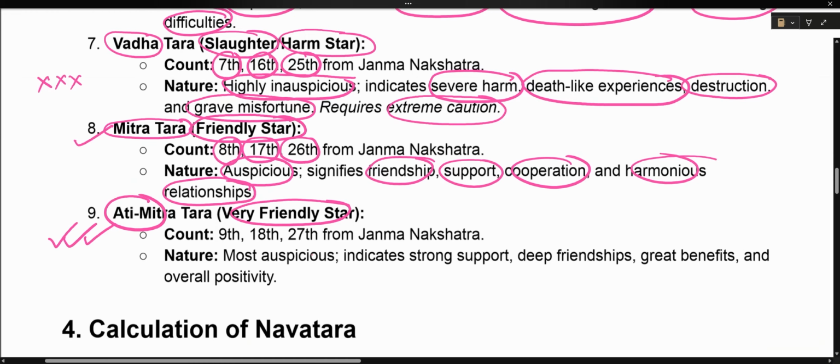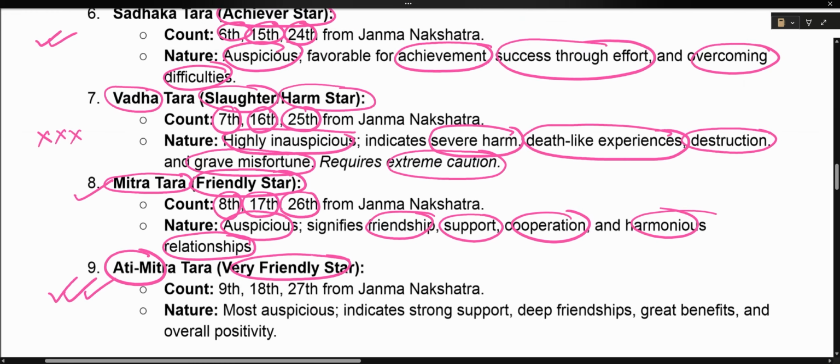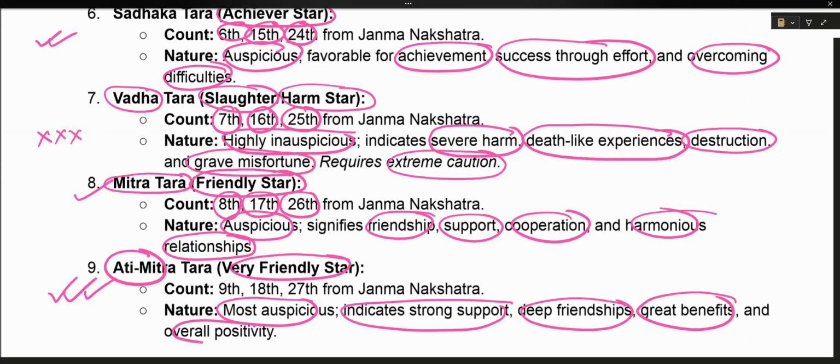What does very friendly mean? Whenever you are in danger, someone will come by themselves and help you out of the problem. This is the most auspicious, and it indicates strong support, deep friendships, great benefits, and overall positivity. This is the example of a great friend or best friend who is always by your side in your problem. You need not ask for help, he will definitely help you out. He or she will help you avoid all kinds of problems.